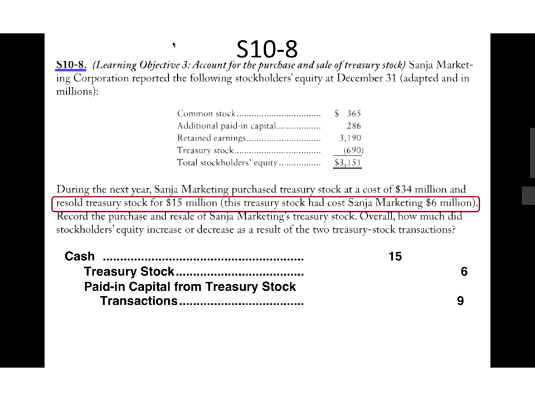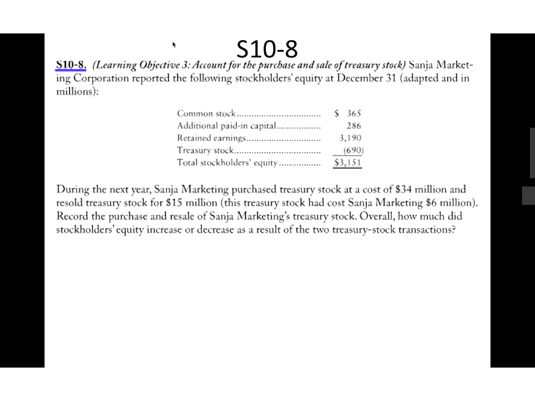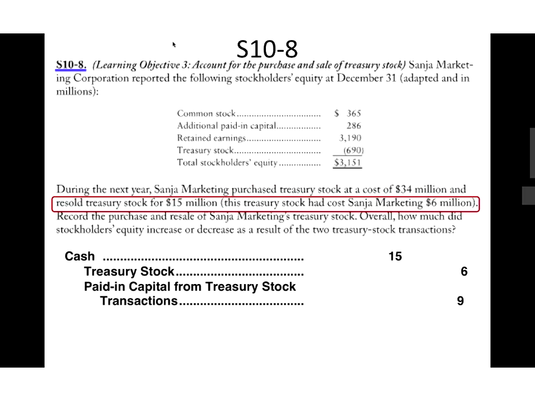And again, I want to go back to this first part. When we purchase treasury stock, the entire cost of it goes into treasury stock. It reduces stockholders' equity. Notice we don't have to worry about par value. We just do the cost. And then when we sell it, we sold a portion of it here. We're going to be crediting treasury stock for the cost, and then the extra goes into additional paid-in capital.